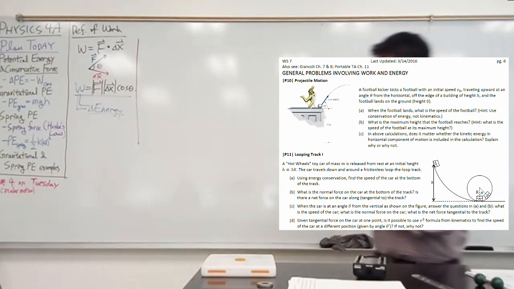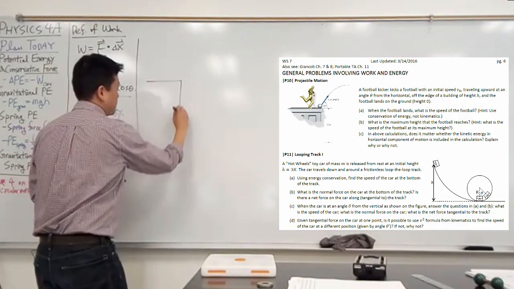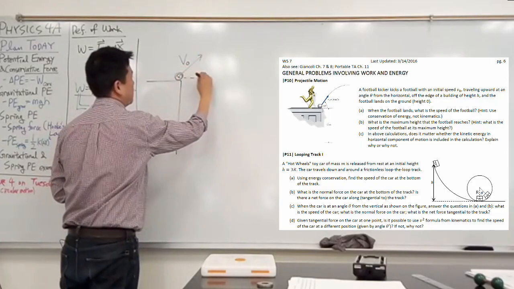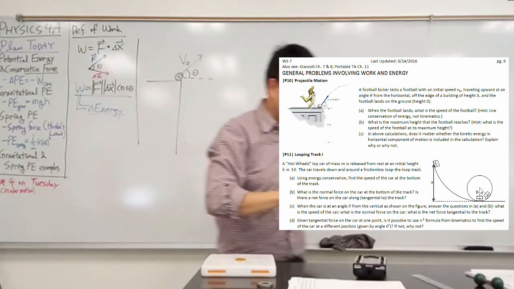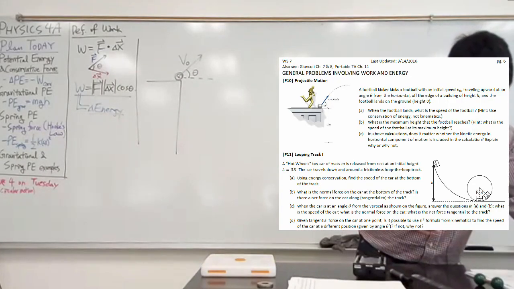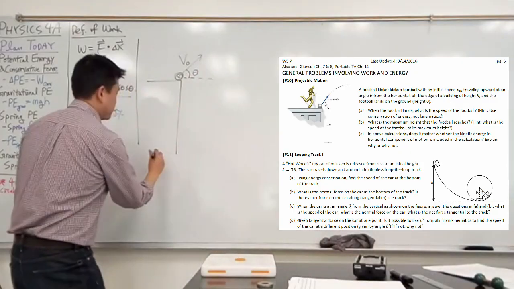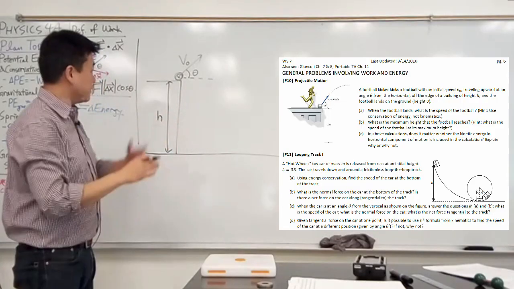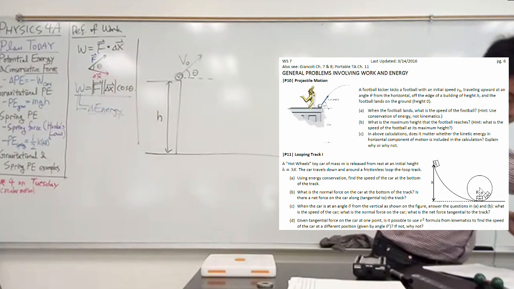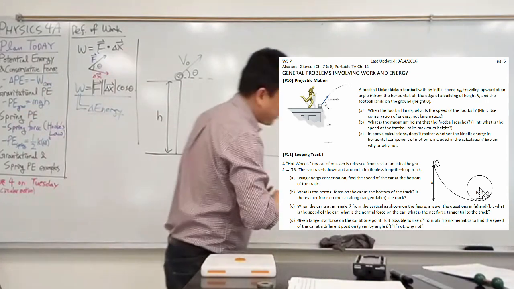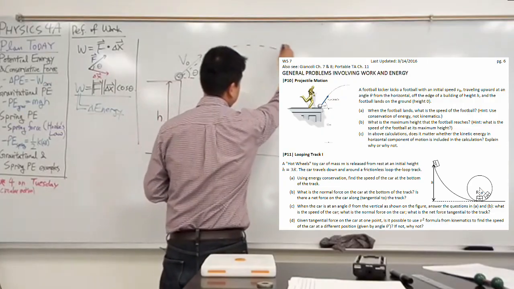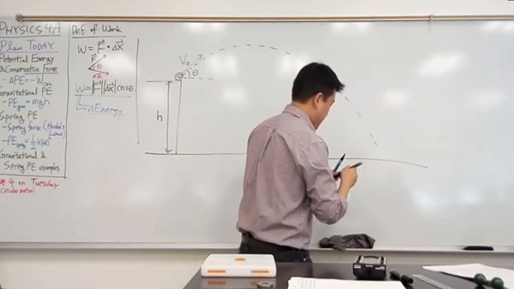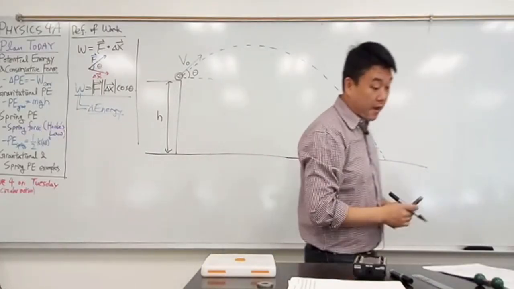All right, let me draw the picture on the board. It describes a ball being launched with some initial velocity v0 at some angle theta above the horizontal. Is that the description it's using? Yes. And the ball is being launched at some height h. It goes through all of this and then lands somewhere here. And it asks a couple of questions.